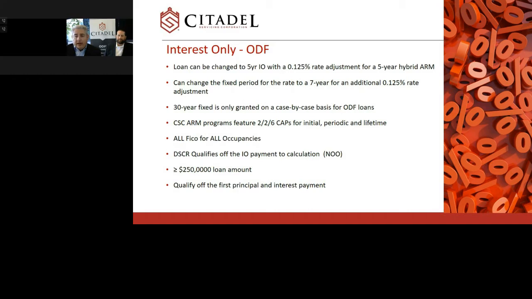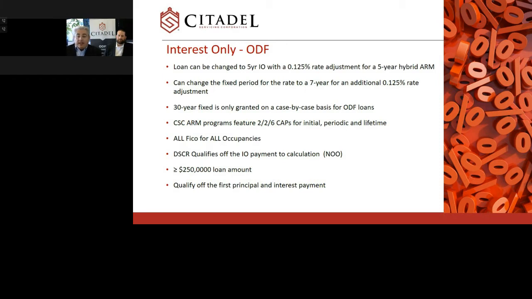So with the IO in ODF, look at a couple of things. It's a 5-year IO, an 8th adjustment to the rate, 5-year hybrid ARM. You can change the fixed period to a 7-year for an additional 8th. We will do 30-year on a case-by-case basis on our ODF product. It's not usually offered. The ARMs are your typical ARMs, well, typical for us, 226 are the caps. And for all FICO and all occupancies, we will do IO. However, only on the non-owner occupied can you use the actual IO payment, the initial payment, to qualify.